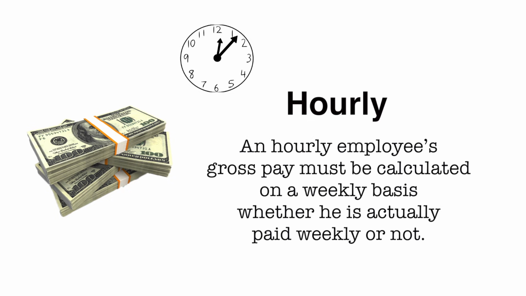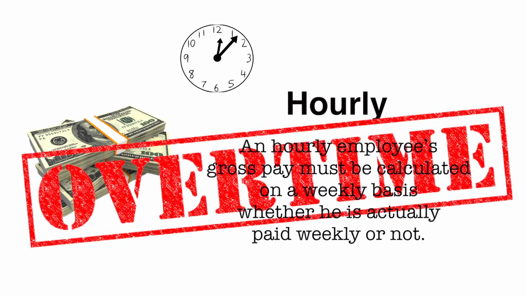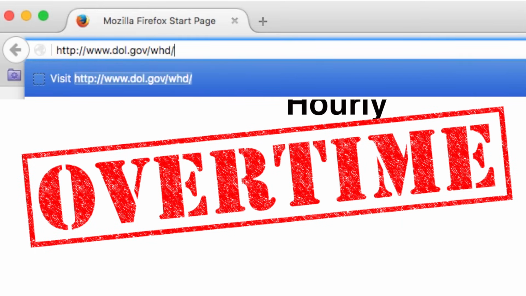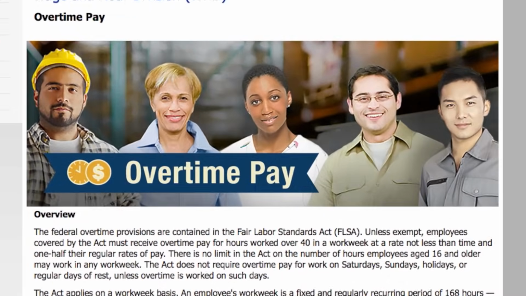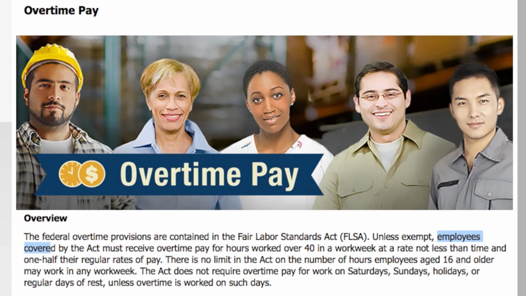An hourly employee's gross pay must be calculated on a weekly basis, whether he is actually paid weekly or not. This is because of a little thing called overtime. The federal government's Fair Labor Standards Act says the rules for overtime are: employees must receive overtime pay for hours worked over 40 in a work week at a rate not less than time and 1/2 their regular rates of pay.